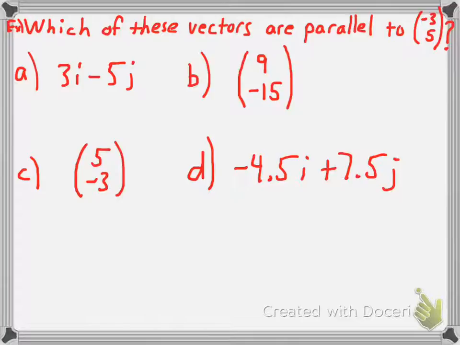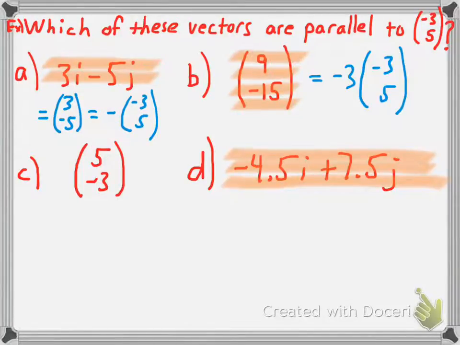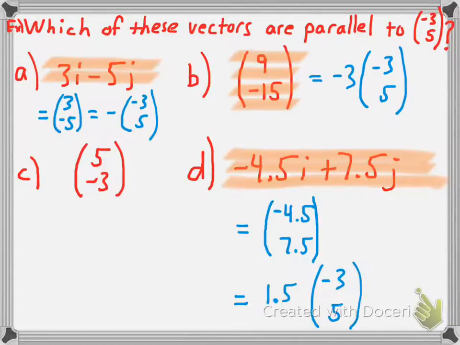Turns out 3 out of 4 of them are. Let me highlight those for you and show you how each could be written as this times a scalar. For the first one, the scale factor would be -1. For the second vector, the scalar would be -3, right? For the last one, the scale factor would be 1.5. You can double check the math on that if you didn't get that before.